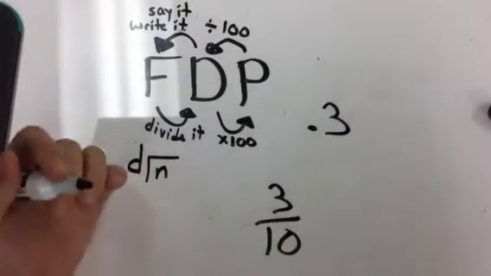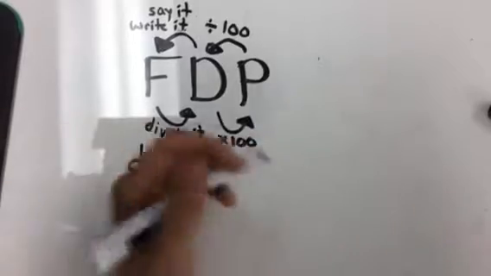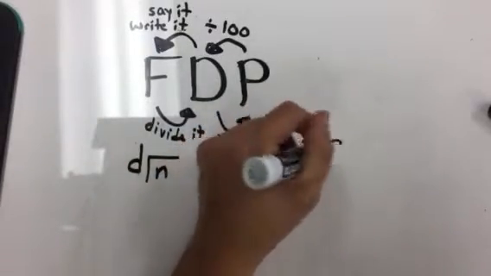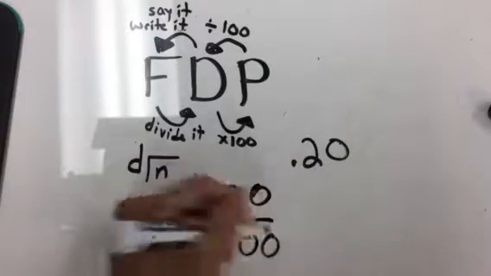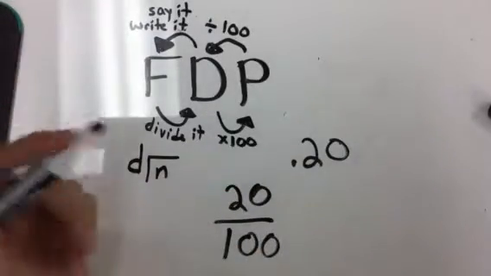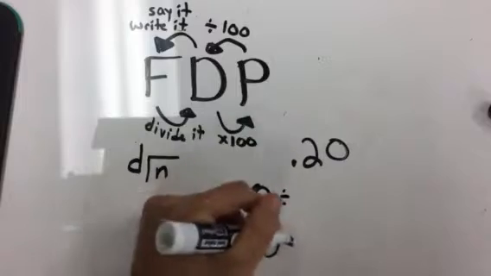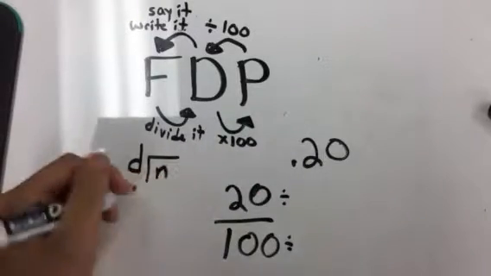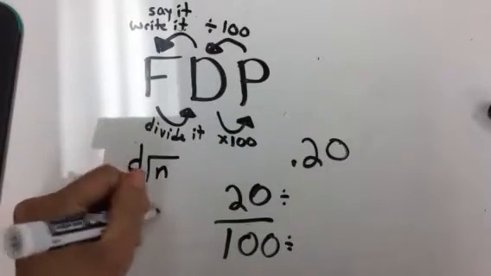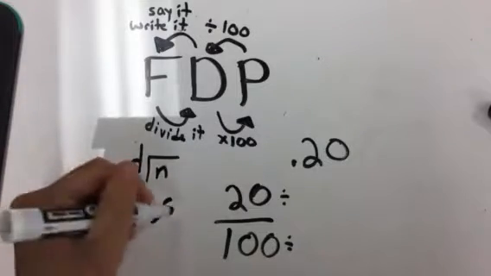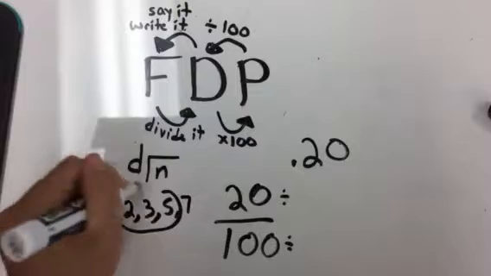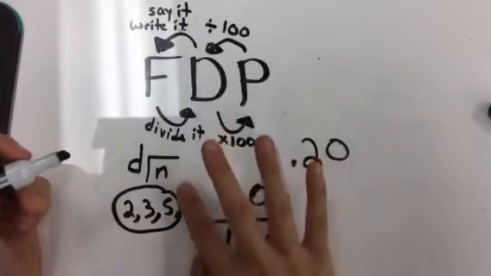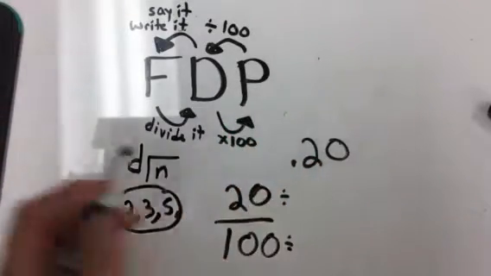But sometimes it's not as easy. Say we have 20 hundredths. That would be 20/100, but it's not in simplest form, and so we'd have to divide it. I already told my class, but you can divide it by 2, 3, or 5. Sometimes 7 goes in, sometimes other prime numbers go in, but usually these are the 3 most common divisibility factors.